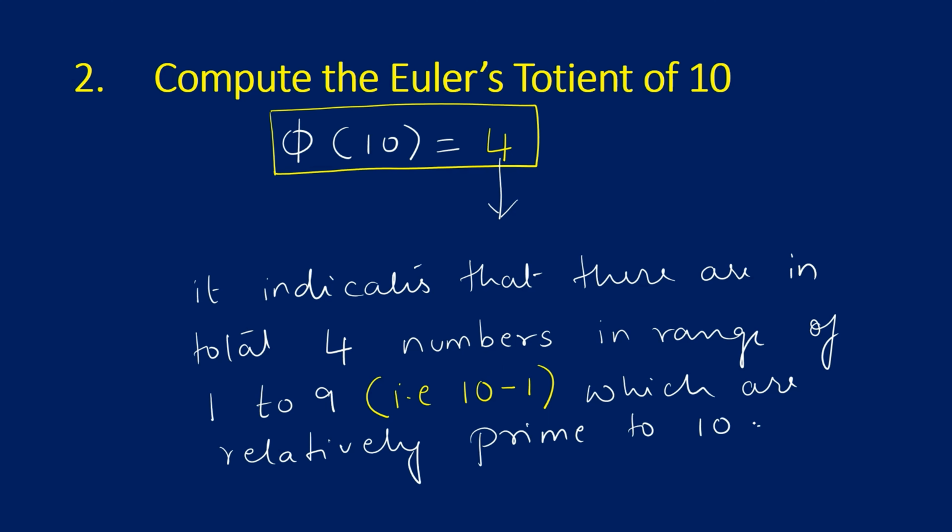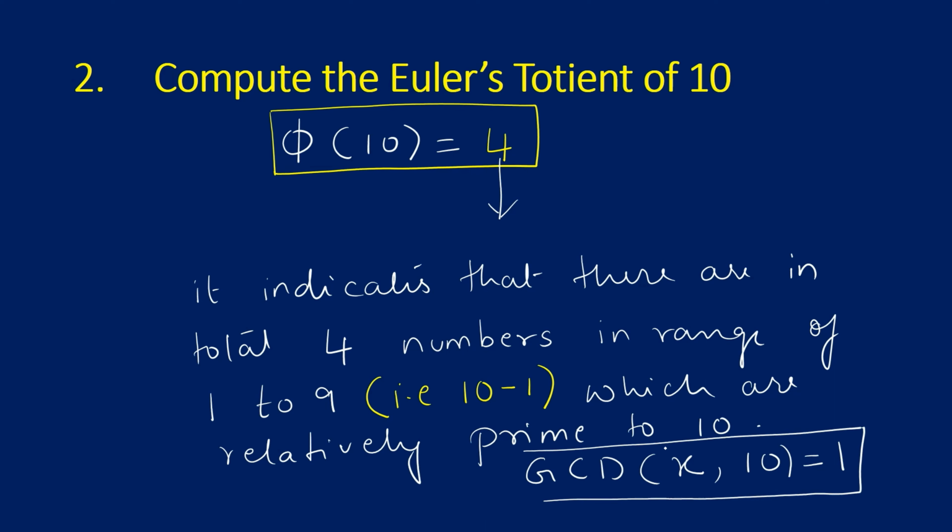What is relatively prime? Relatively prime means the GCD of those numbers, let us call those numbers x, with respect to 10 is equal to 1. So there are 4 numbers x whose GCD with respect to 10 is equal to 1. So Euler quotient just gives us the count. Euler quotient does not tell us which are those numbers. So we do not know which are the numbers x, but definitely we know the count using Euler quotient.